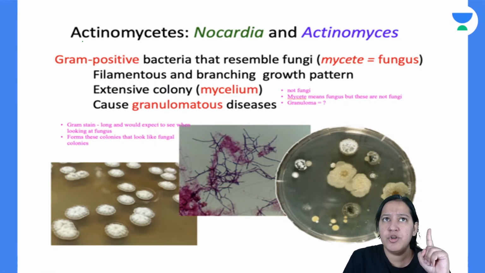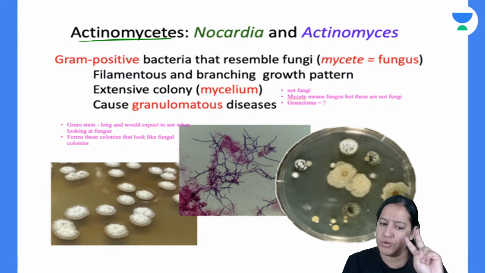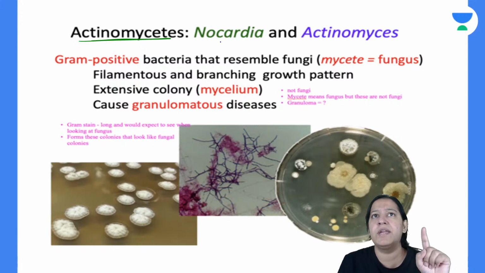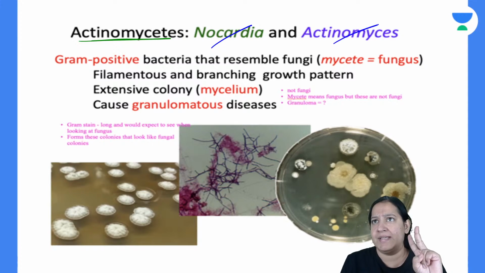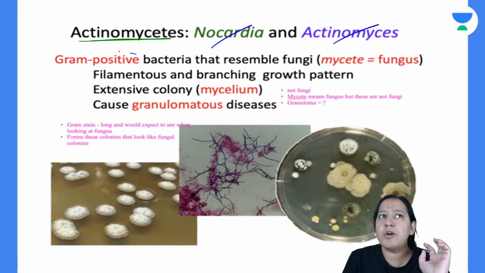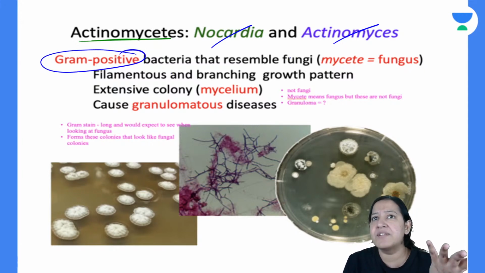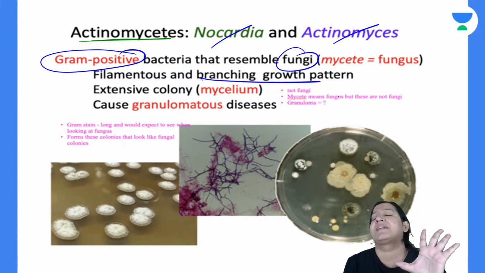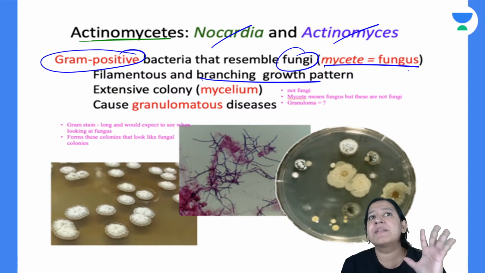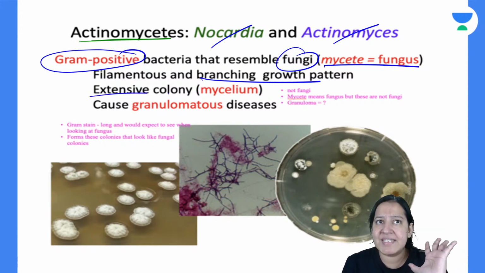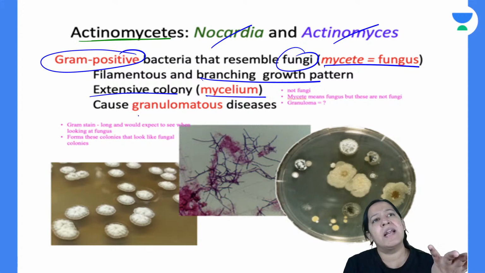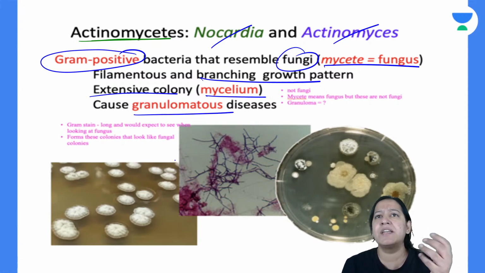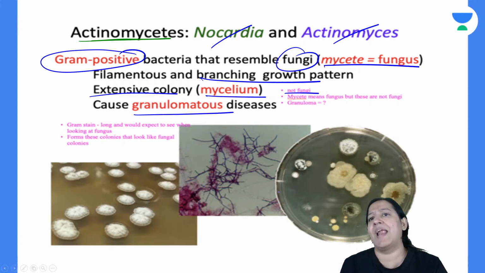So what are actinomycetes? Actinomycetes are of 2 types. You know the story. They are Nocardia and Actinomyces. Both of them are gram positive bacteria that resemble fungus because of the branching pattern. That is known as mycete, which means fungus. And they form an extensive colony which is known as mycelium. And both of them cause granulomatous disease, right? They are actually not fungus, but they look like fungus, right?